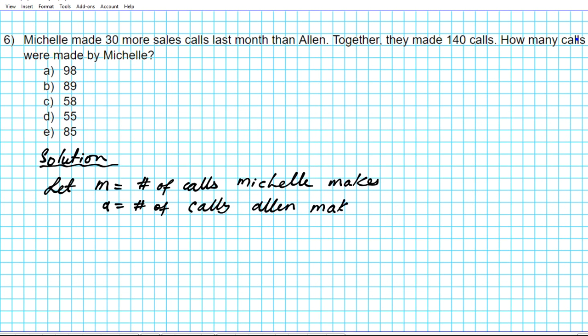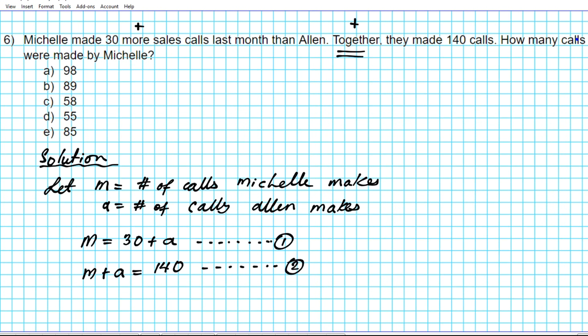Okay, so we're now going to set up our two equations. So the first one is Michelle made 30 more sales calls than Alan. 30 more just simply means add. So Michelle made, think about made as equal to: Michelle equals 30 more than Alan. So it's 30 plus A. Okay, so this is our first equation. And the second one says together, what operation is that? Together is plus. So together they made 140 calls. So the number Michelle made plus the number Alan made together yields 140, which is the second equation.